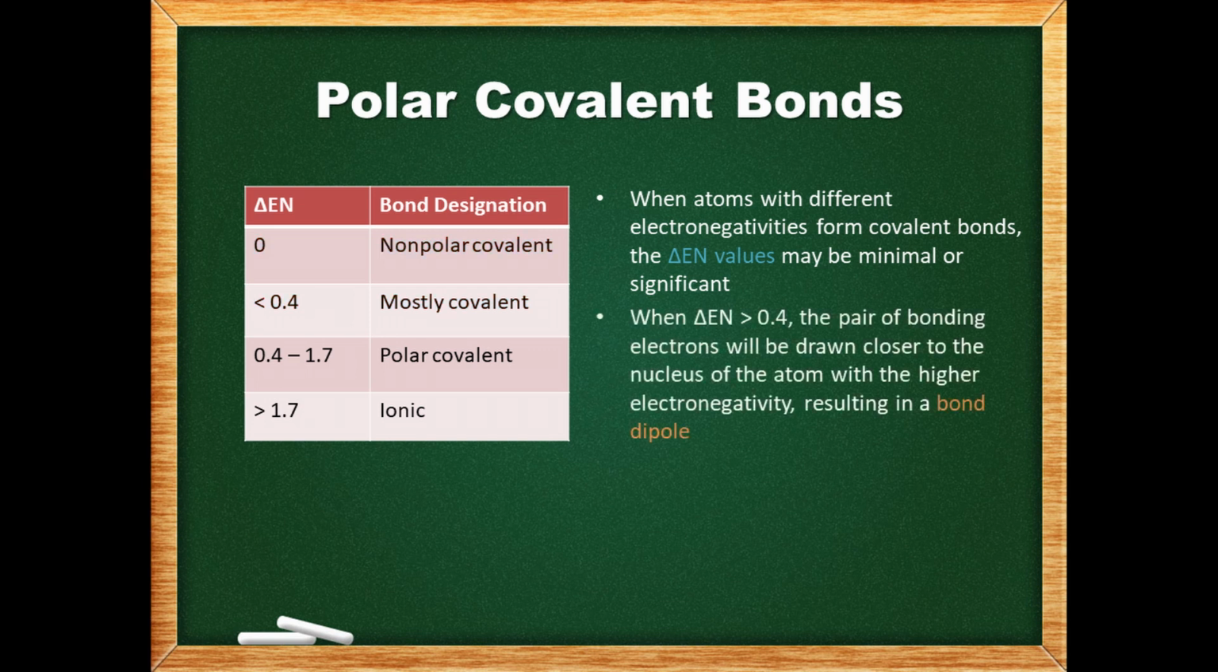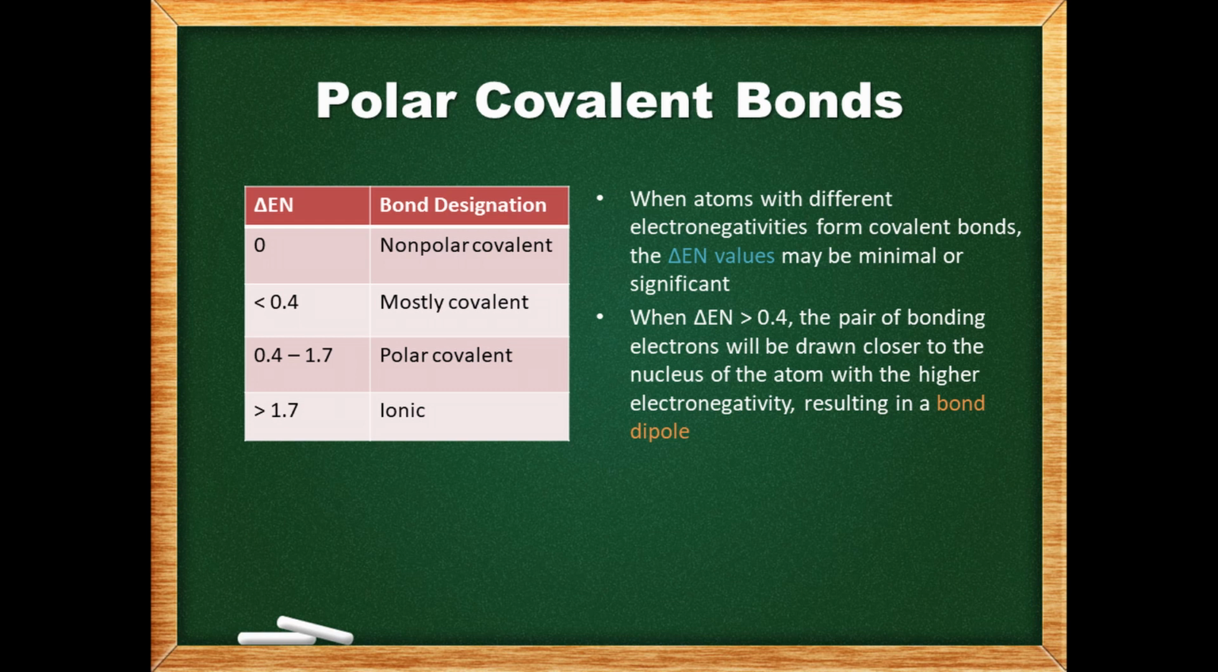When delta En is greater than 0.4, the pair of bonding electrons will be drawn closer to the nucleus of the atom with the higher electronegativity, resulting in a bond dipole. As delta En increases and the bonds become more and more polar, the amount of ionic character in those bonds increases. A delta En in the 0.4 to 1.7 range is polar covalent, and a delta En greater than 1.7 is ionic. Note that the electronegativity differences in this table are a bit arbitrary.